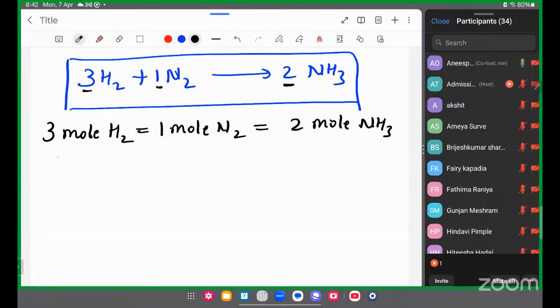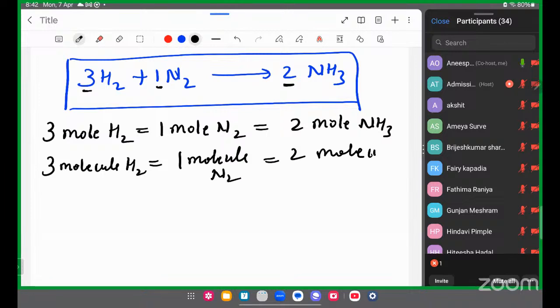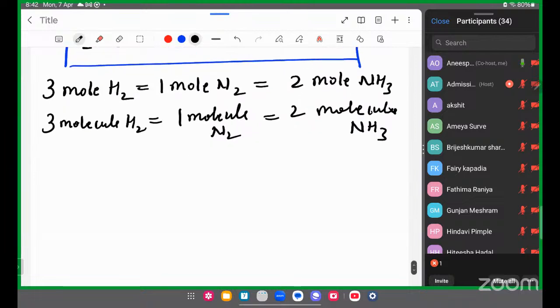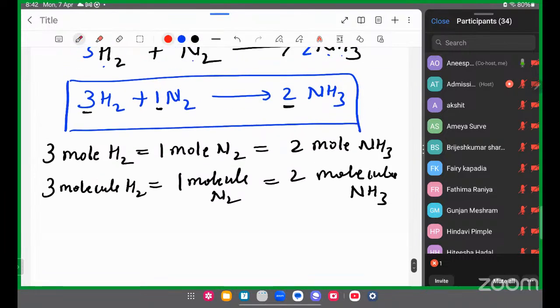Or you can write it as 3 molecules of hydrogen react with 1 molecule of nitrogen to give 2 molecules of ammonia. Or you can also write it as: what is the molar mass of hydrogen? This will be 2 gram. And if we are having 3 mole of hydrogen, this will be 6 gram. So we can convert it into grams.